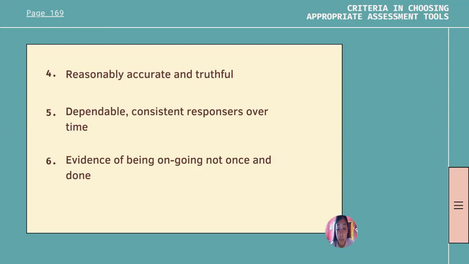And then the last number is evidence of being ongoing, not once and done. So it means that it must be answered not just once or twice, but can be anytime. So research is one of the assessments that is really effective. So it needs time or a span of time for you to study or to test the students' learning in making research.